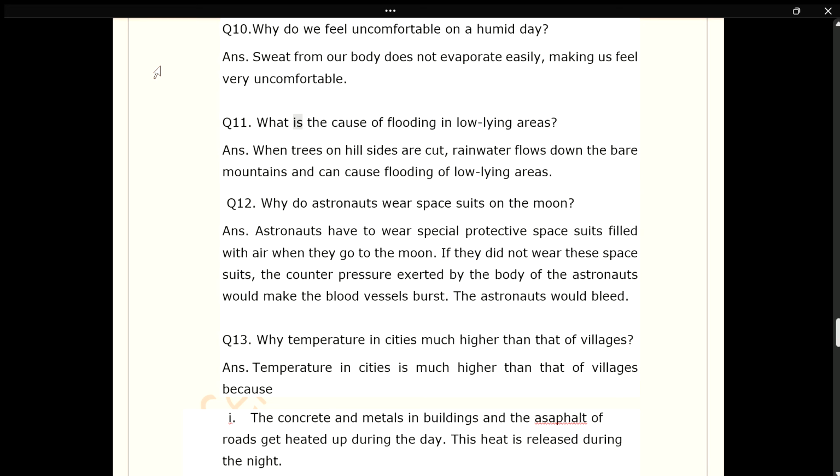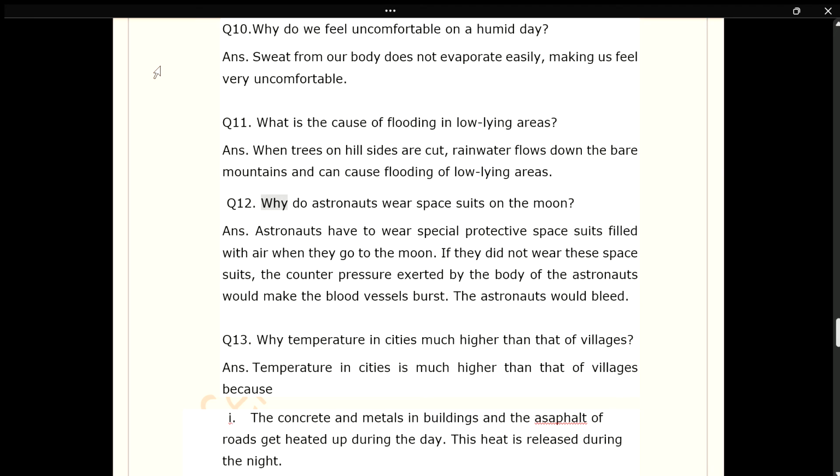Q11. What is the cause of flooding in low-lying areas? Ans. When trees on hillsides are cut, rainwater flows down the bare mountains and can cause flooding of low-lying areas.